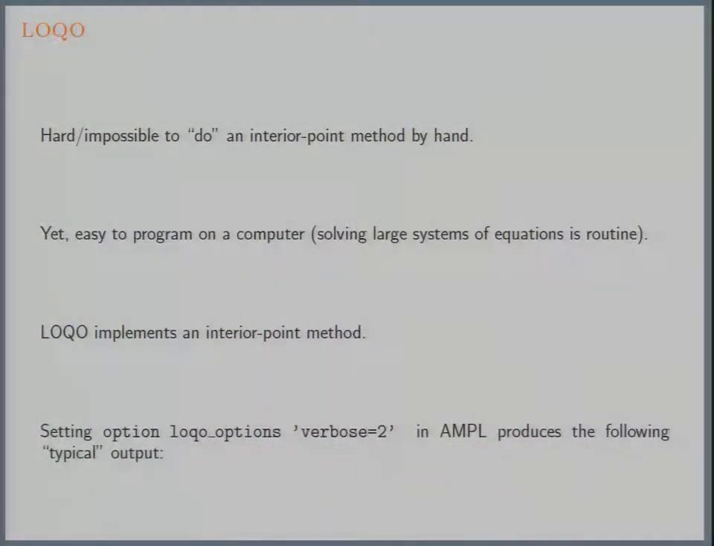All right, so it's basically impossible to expect anybody to do these interior point methods by hand because it involves inverting big matrices at each iteration.